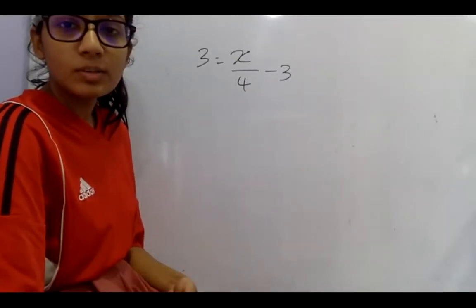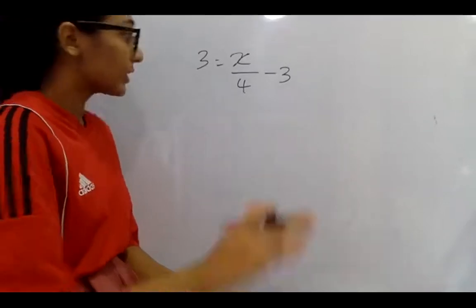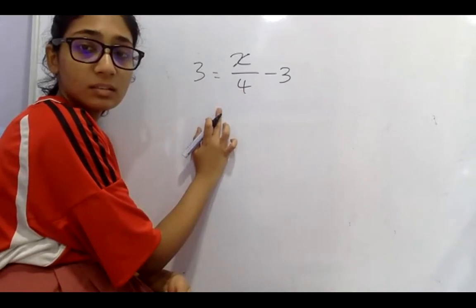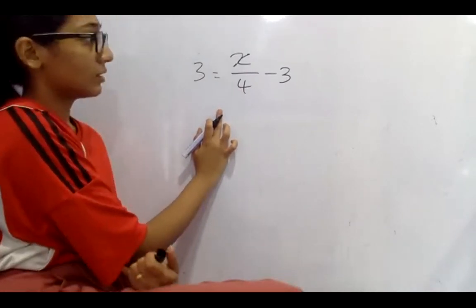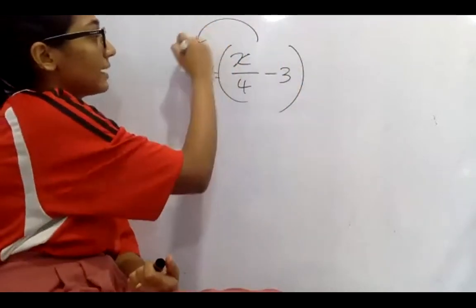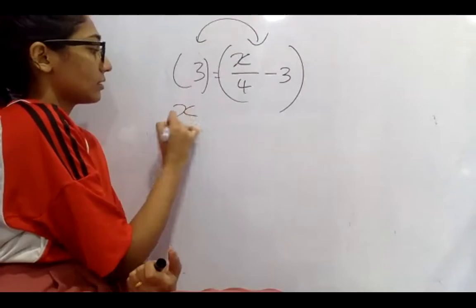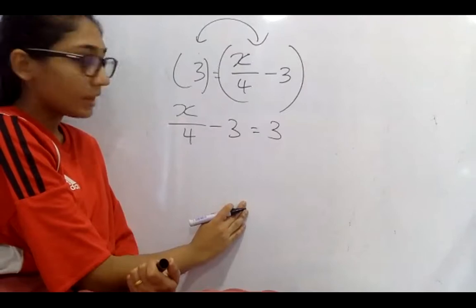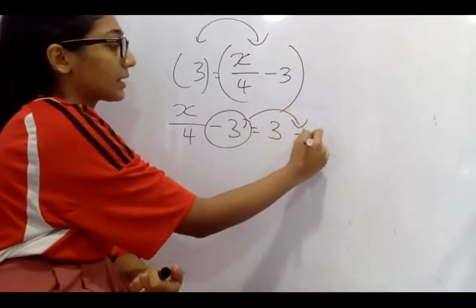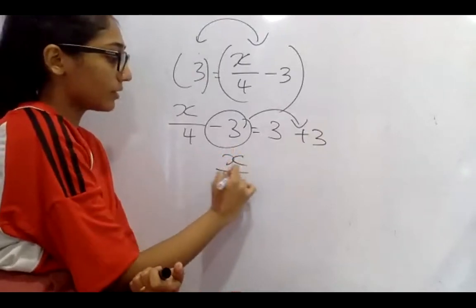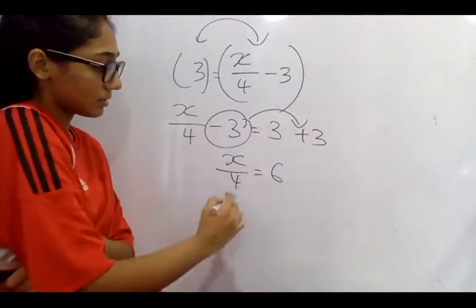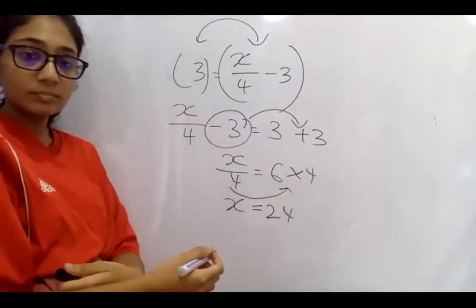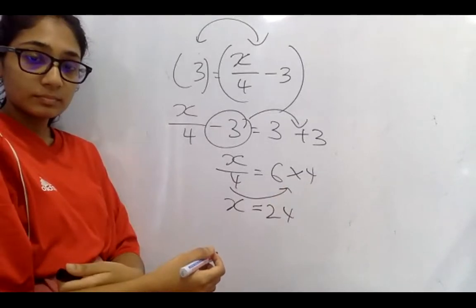On the rest? Akshara, is this the question? Did I get it right? Yeah, I don't get it. I don't understand. I'm moving over to the side and this over. Okay, and then the minus 3, I move to the side, becomes plus 3. x over 4 equals to 6. And then x equals to 6 times 4, which is 24. Okay, I get it now.